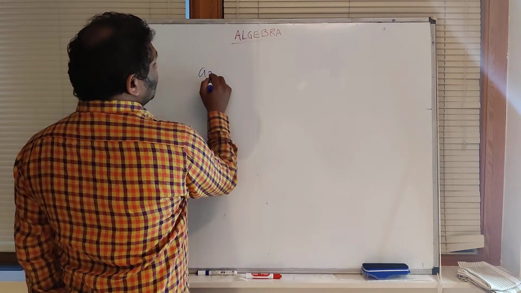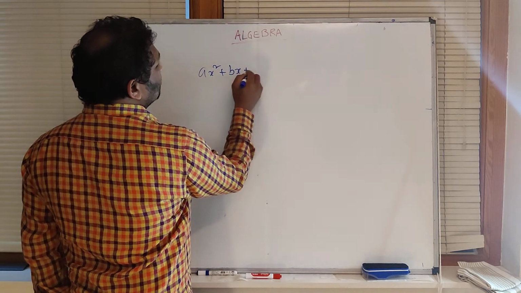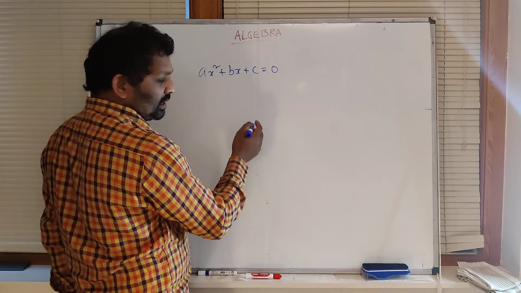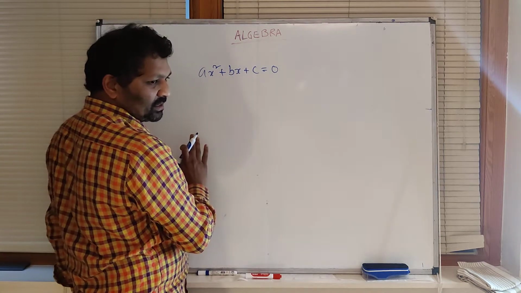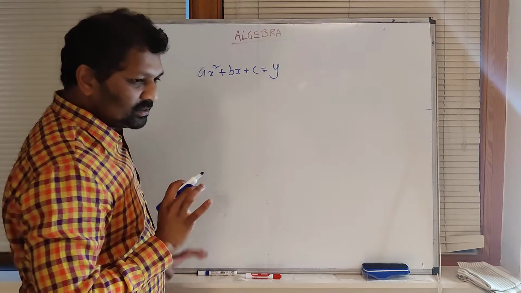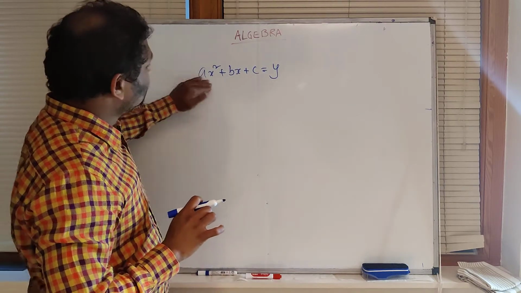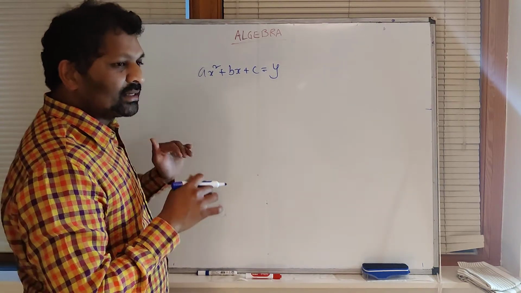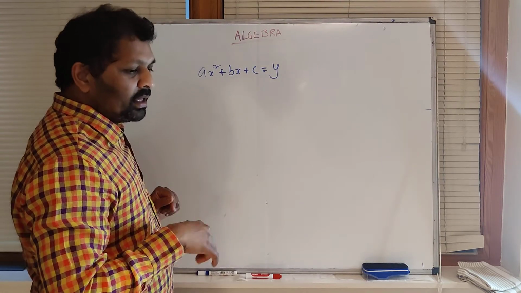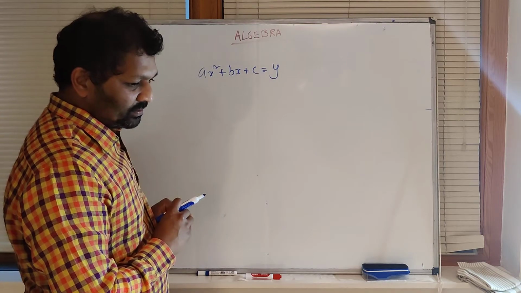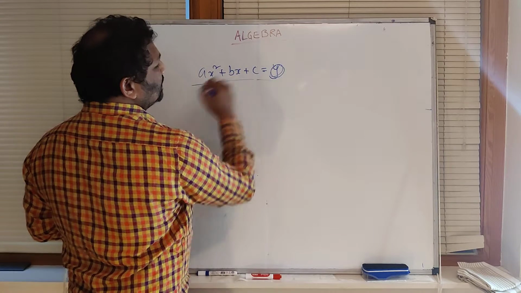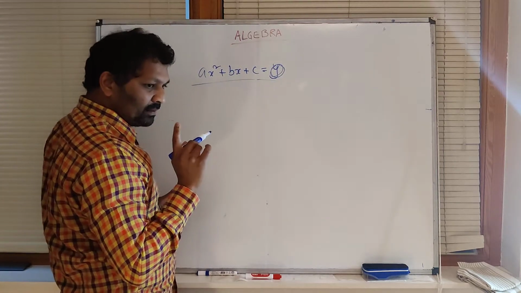We all know x square plus bx plus c equal to 0 is a quadratic equation. This part is a quadratic expression, and if you equate it to y, you can draw some shape, which is going to be a curved shape, which may cut the x-axis at two points. If it does not cut, that means it does not have roots.